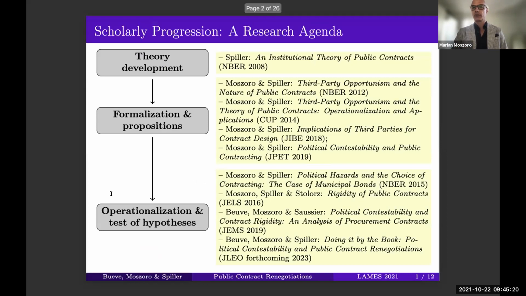This is part of a larger agenda started with Pablo Spiller that has produced so far 9 papers. And today I'm going to focus on the last one that is dealing with renegotiations, and the paper was accepted last week at the Journal of Law, Economics and Organization. But still, we haven't submitted the final file, so all comments are very welcome. And it's going to be mainly a little bit of theory and mostly empirical.